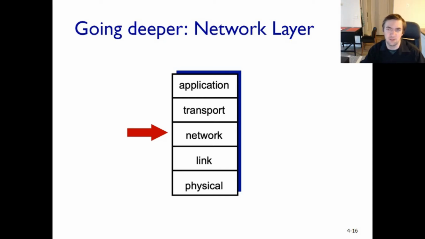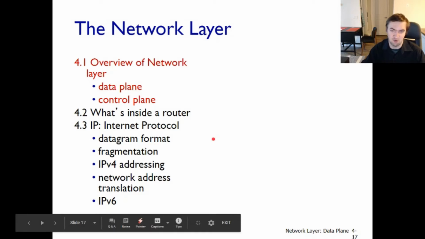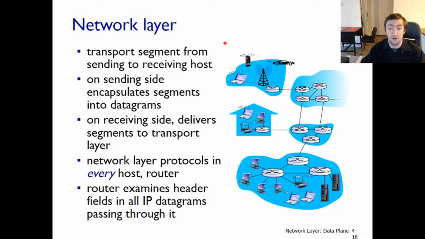We're now ready to move on to the next layer, which is the network layer. As a brief overview, we're going to split the network layer into two planes. One is called the data plane, one is the control plane. We'll go over more of the data plane in this series of videos, and the control plane will be left for the next week. In addition, we're looking at what's inside a router and IP protocol, internet protocol. That includes the datagram format, which is what we send through the network layer, fragmentation, IPv4 and IPv6, and network address translation.